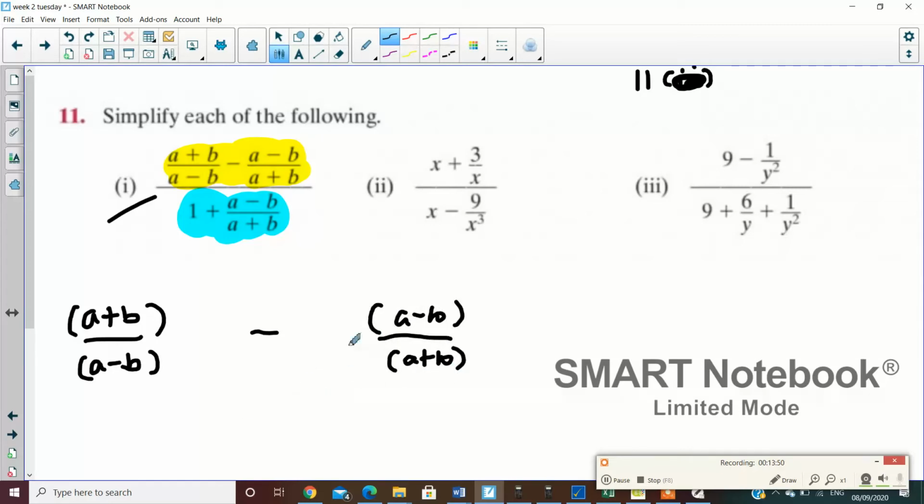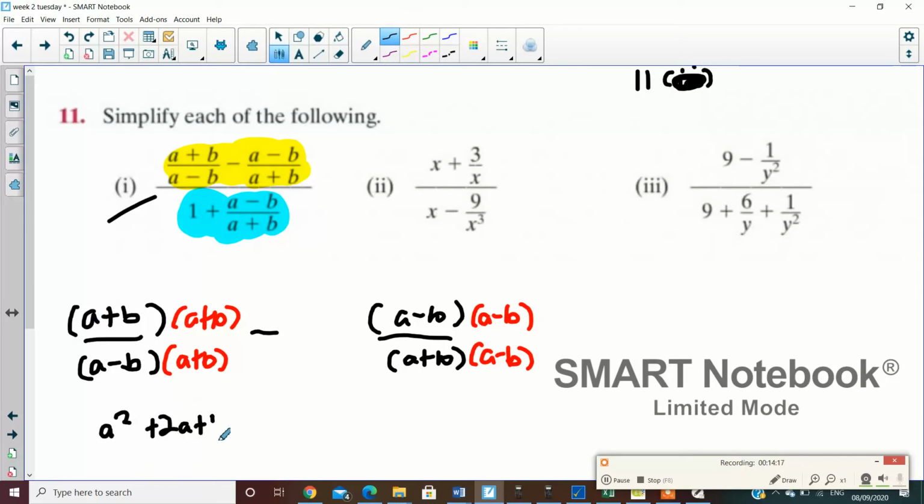Now, you look across and they need the same denominator, so I'm going to put an extra a plus b here. But I'm also going to put an extra a plus b up here. Likewise, the a plus b sees an a minus b, so I'm going to put an extra a minus b on the bottom. Extra a minus b on the top. I'm going to multiply this out. I'm going to end up with a squared plus 2ab plus b squared. Is that okay for that part? Because there's a plus ab and another plus ab in the middle.